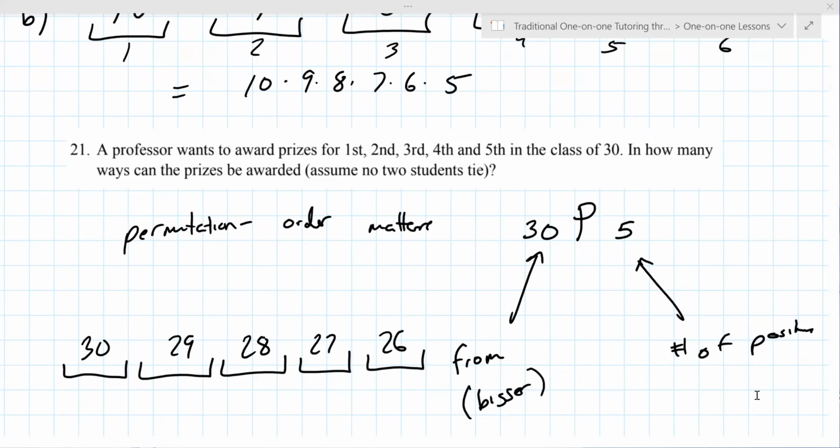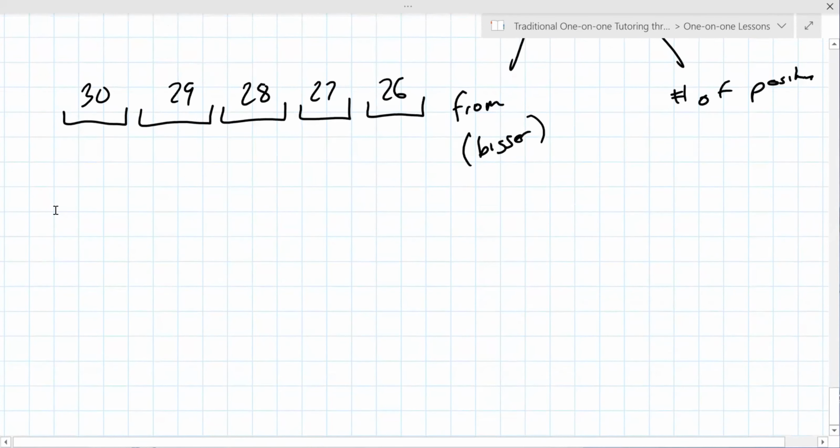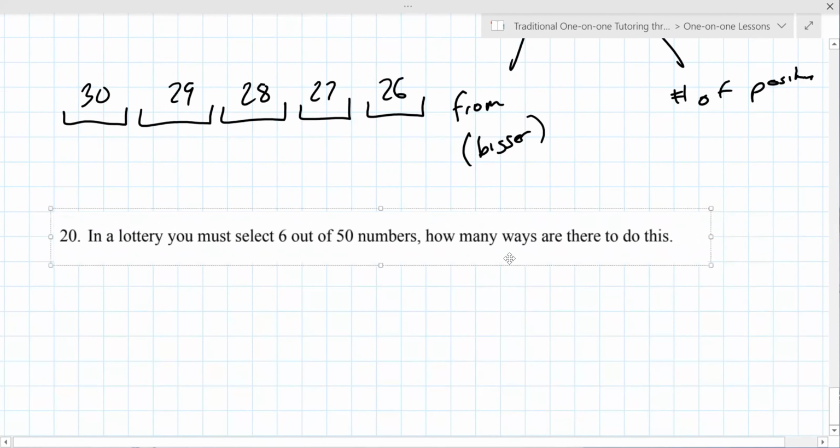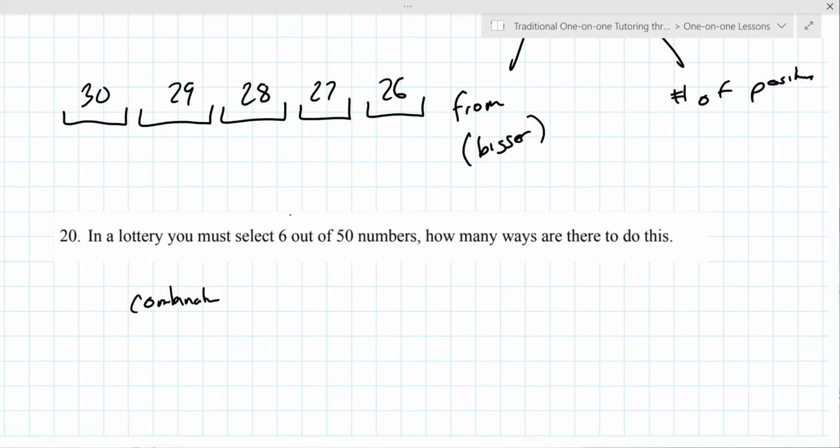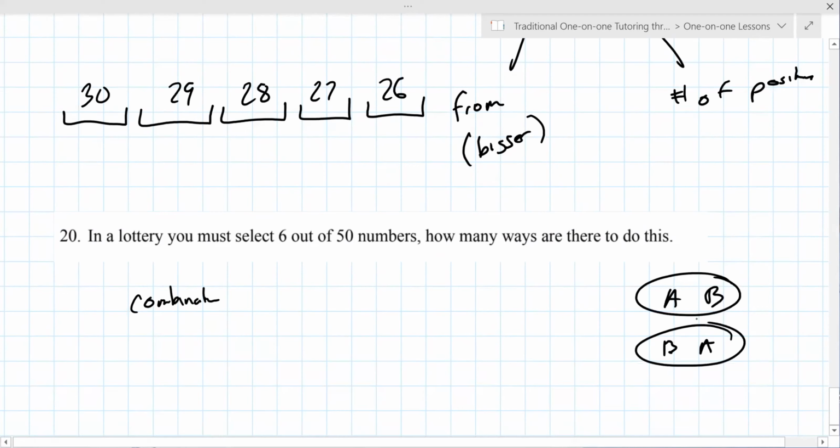Okay, perfect. So question 20 is next. This is a combination problem, although it's not written well. There are some lotteries where order does matter. This is a combination. So it's like saying it doesn't matter. As long as you get all 6 numbers, it doesn't matter whether you chose that first number, as long as it appears in the deck or in the sequence. Sorry if that was confusing. It's like AB is the same as BA because you're looking at it as a group.